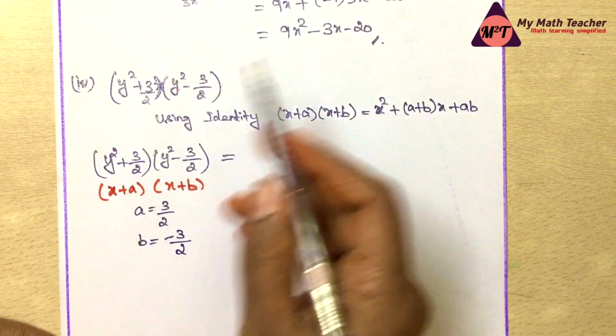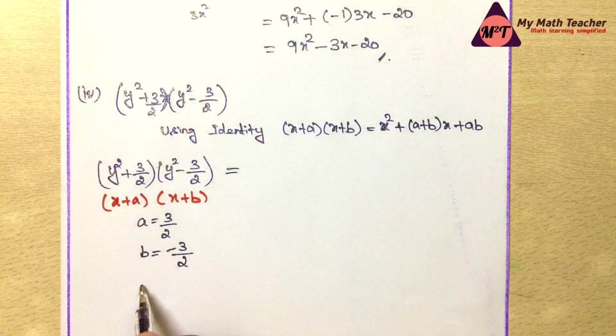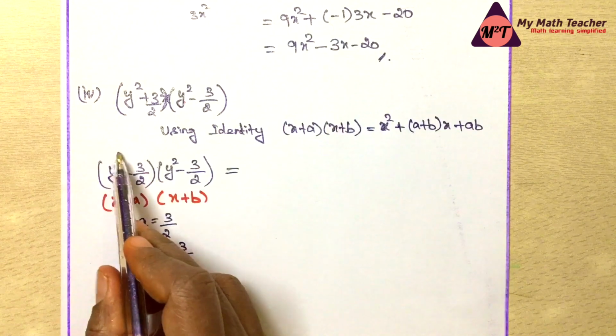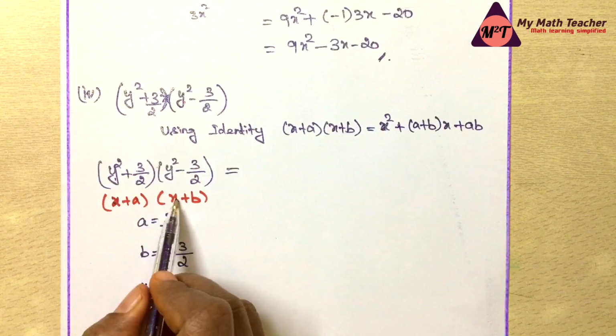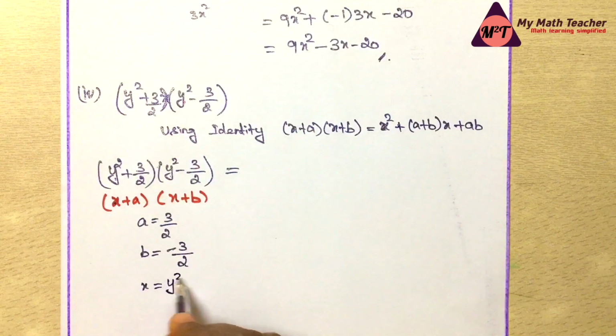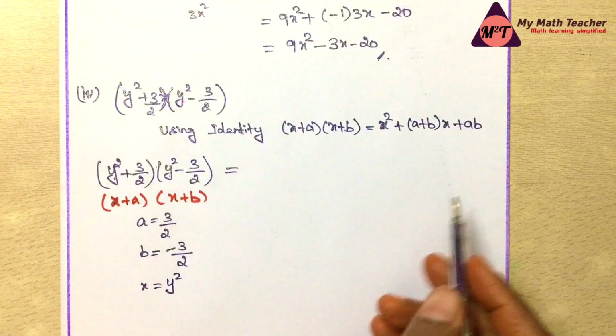Okay. The same as the previous one. Finally, what is x here? Now what is x here? x is equal to, in the place of x, what we have? It is y square. In the place of x, we have got y square. Okay. Now these are all three values which we need to apply in the identity.